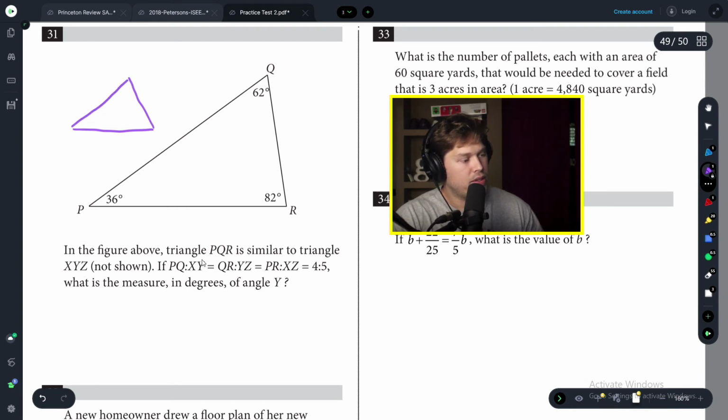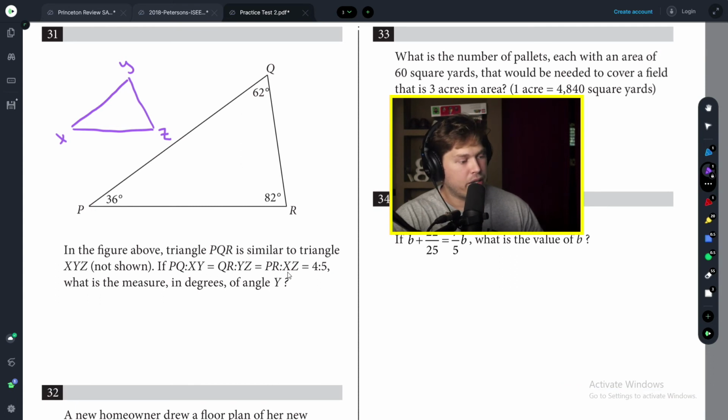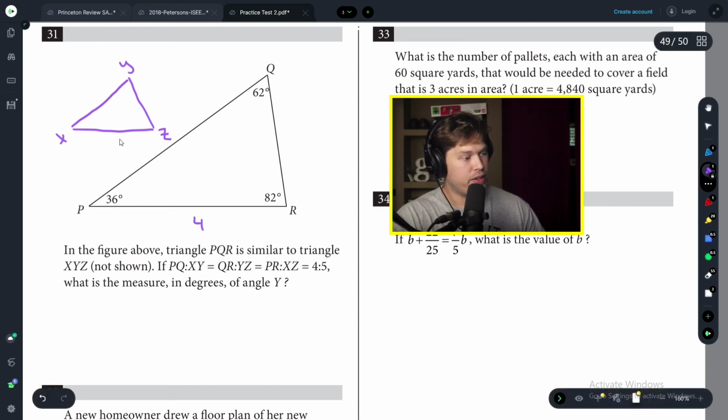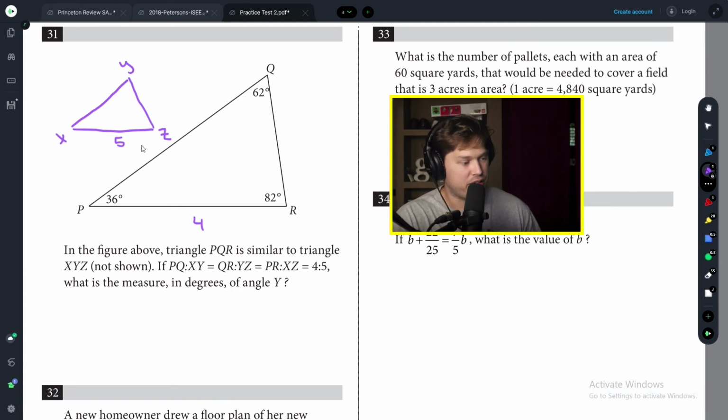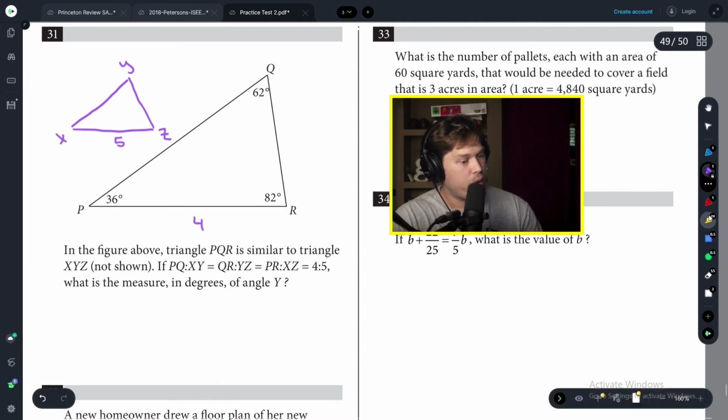where PQ is to XY, so this would be XYZ. Okay, and we see that PR to XZ is a ratio of 4 to 5. So this would be like 4 and this would be like 5. So our similar triangle is actually larger, figure not drawn to scale, right? And we're asked for what is the measure in degrees of angle Y. Okay, angle Y is this top angle here.